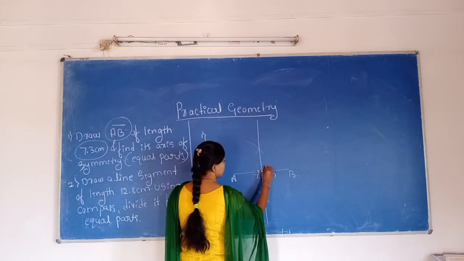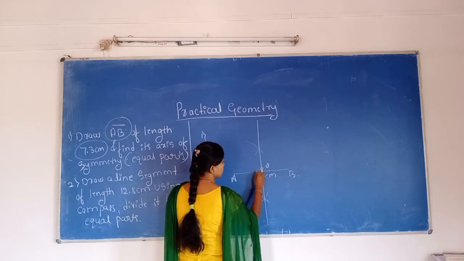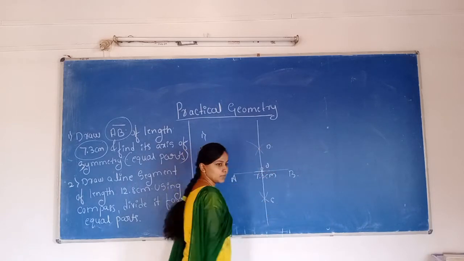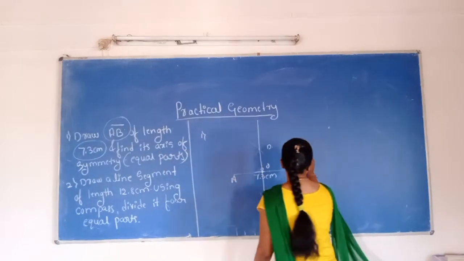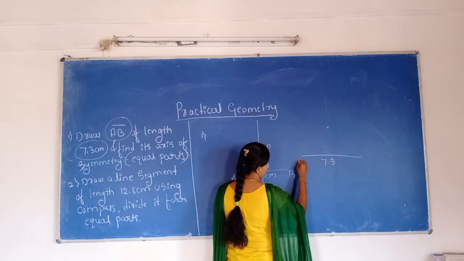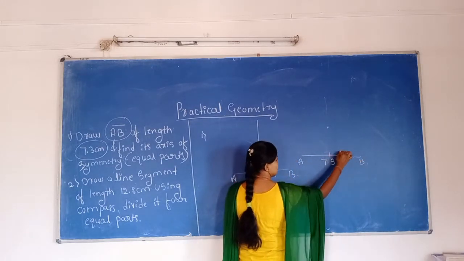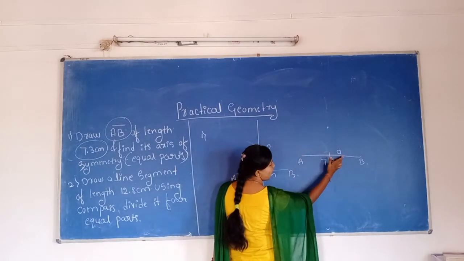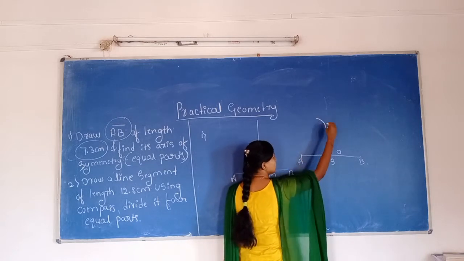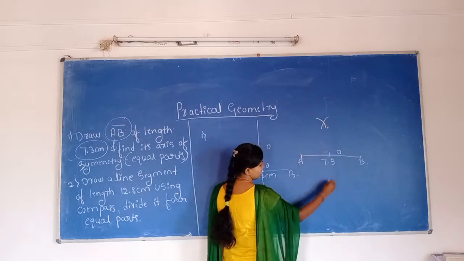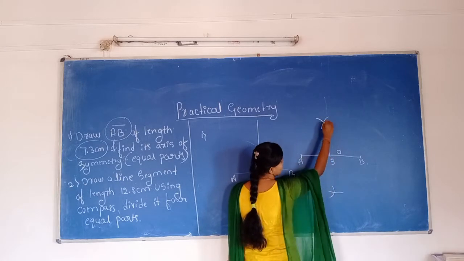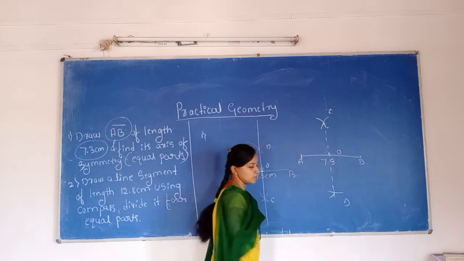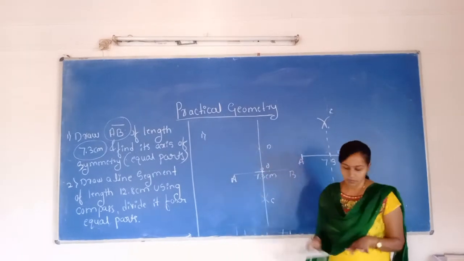So this is the center point, and as you know, this is 7.3 centimeters, and name the points D and C. Is it clear? So first of all, you have to draw 7.3 centimeters and name it AB, and the center point as O. Using your compass, take more than half, and cut from A side and from the B side. Again from the A side and from the B side you have to cut and join this line. Name it C and D. This is your first answer. Is it clear?